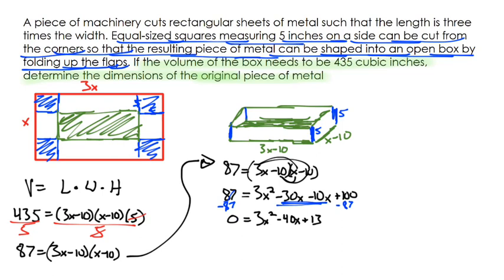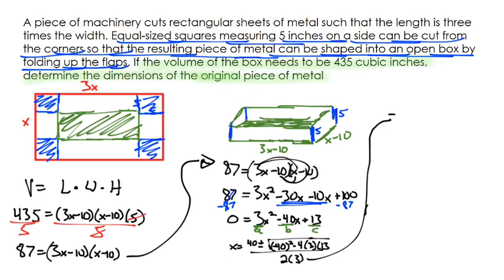From here, I'm a little bit worried about running out of space in this problem. We can do the quadratic formula. That's probably what I would do. So we have our a value is 3, our b value is negative 40, and our c value is 13. So we have x equals the opposite of b plus or minus the square root of b squared minus 4ac all over 2a.